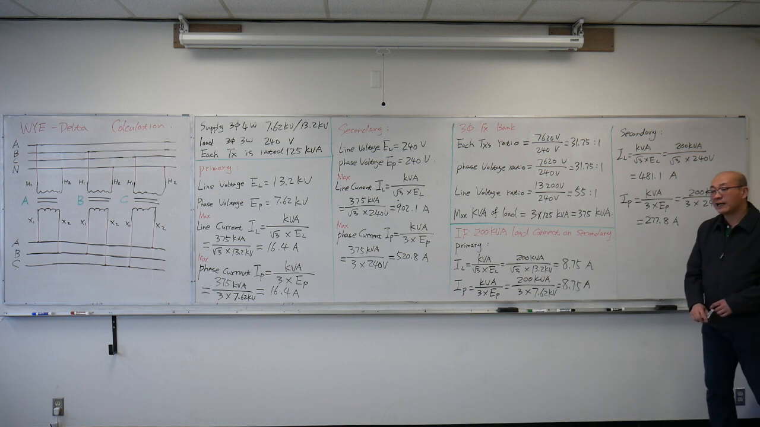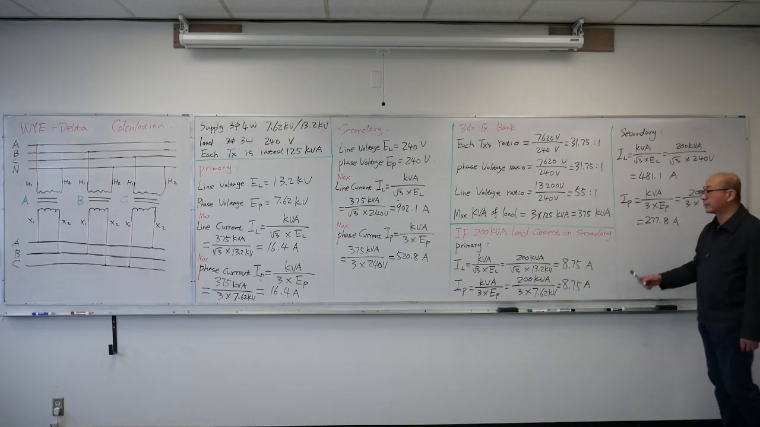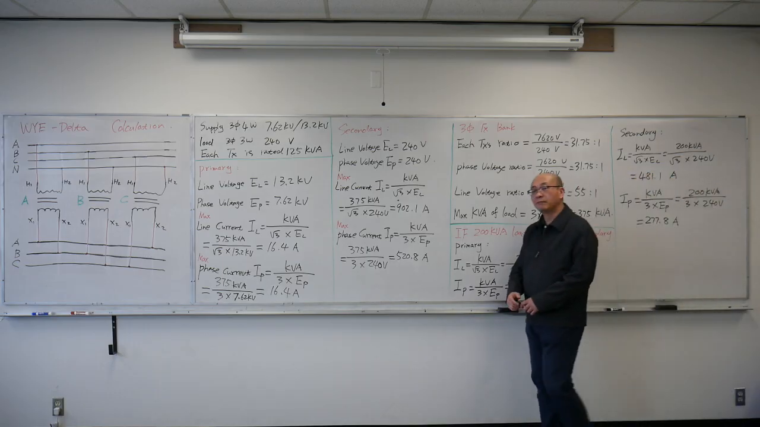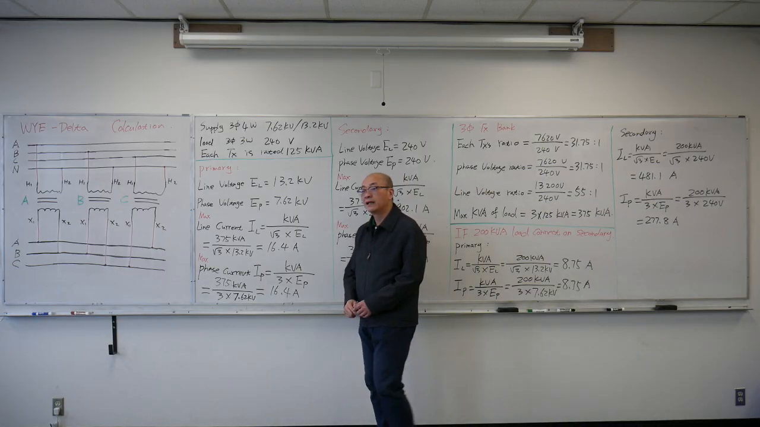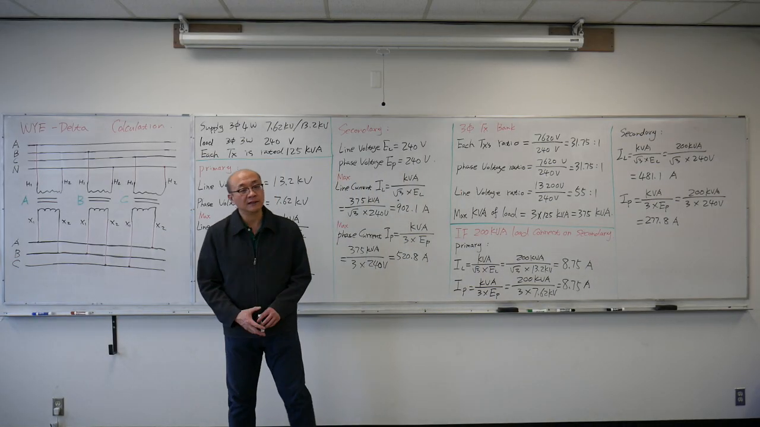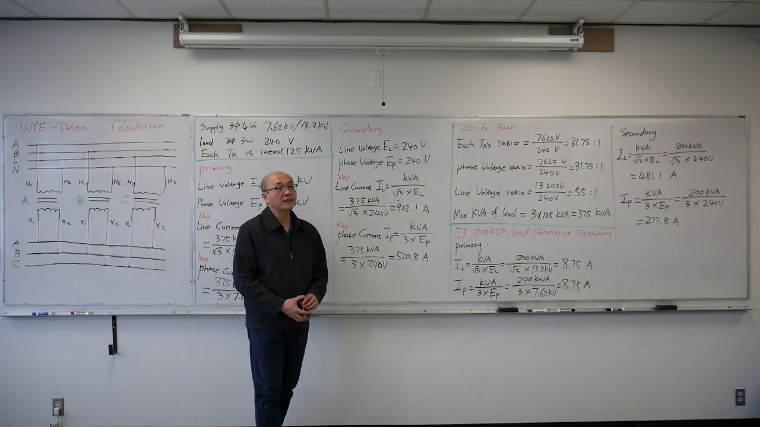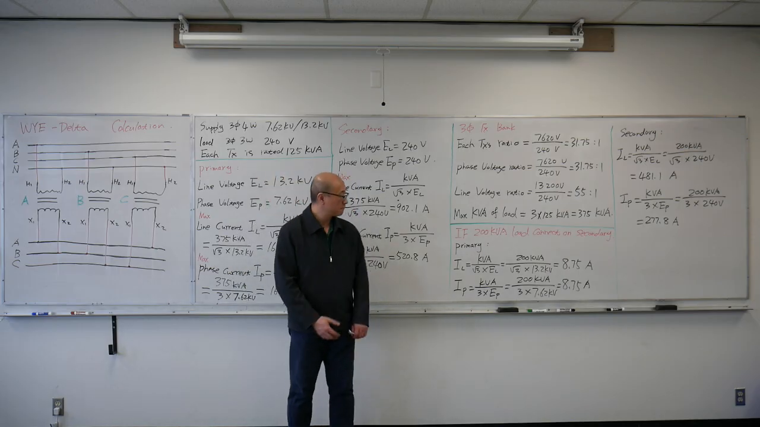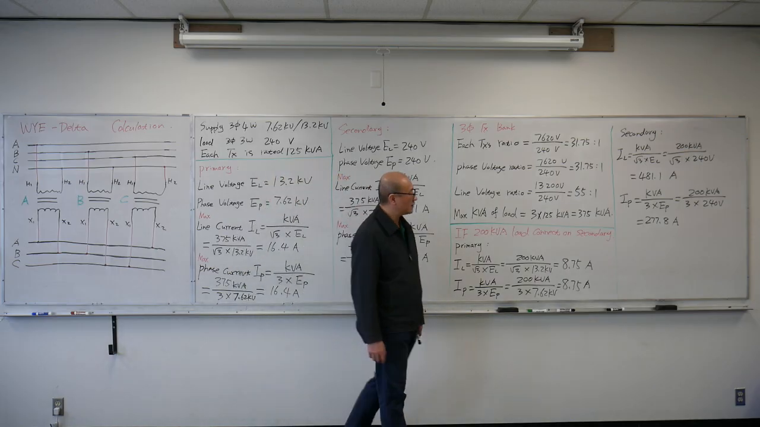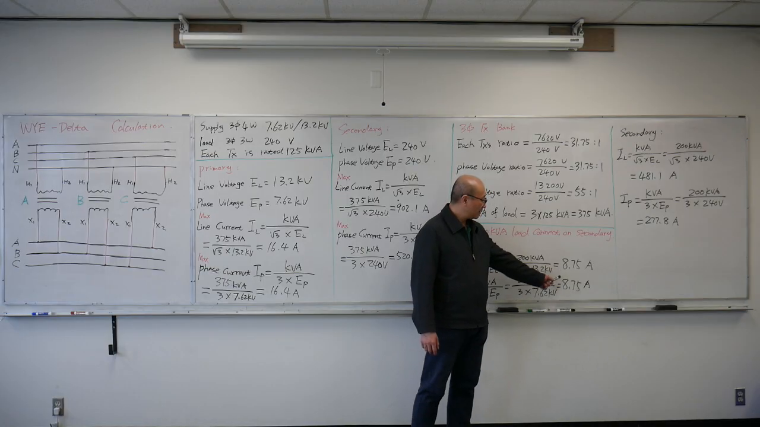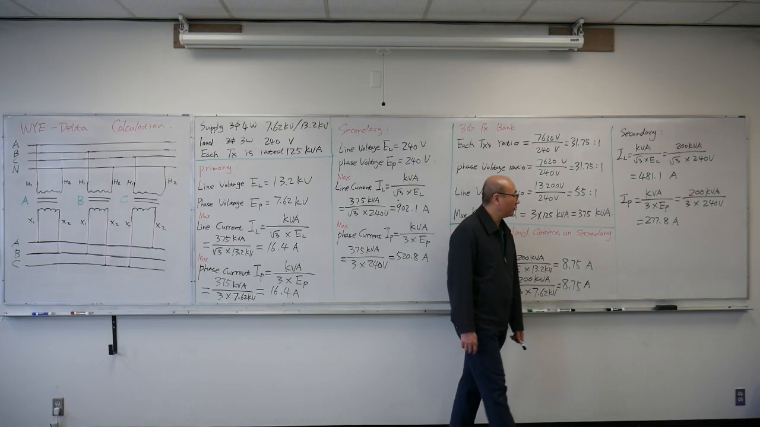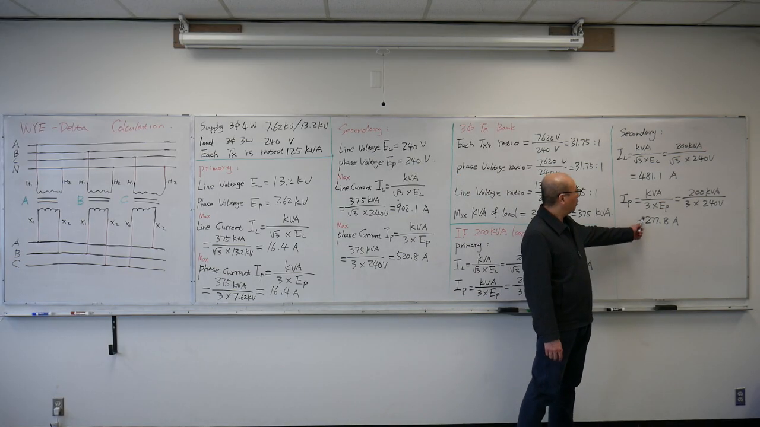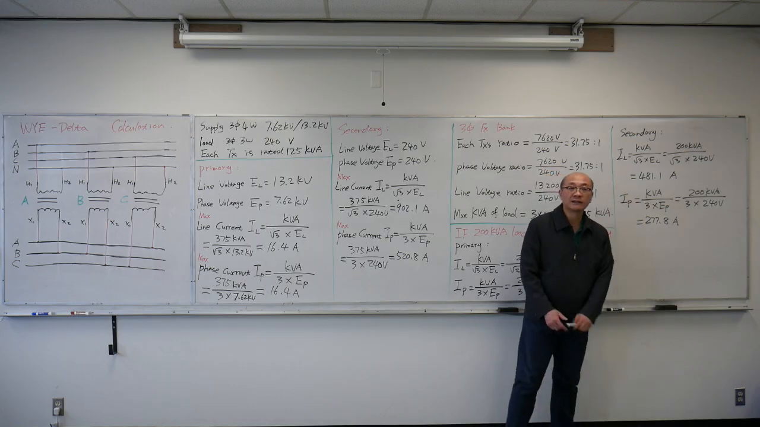So far, you can see I always use the kVA to calculate my line current and my phase current, and you should do that. It's the proper way, and you will always get the proper answer. When you're checking those answers, if it's a Y, the two currents will be the same. If it's delta, the line current will be root 3 higher than the phase current.